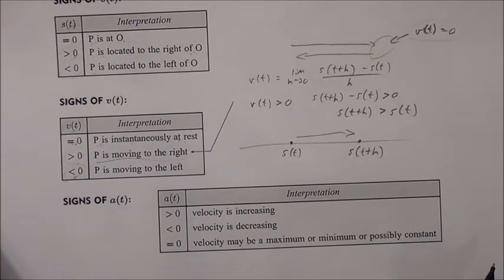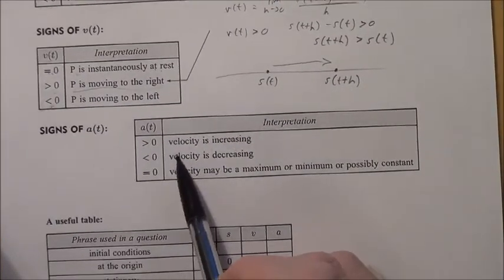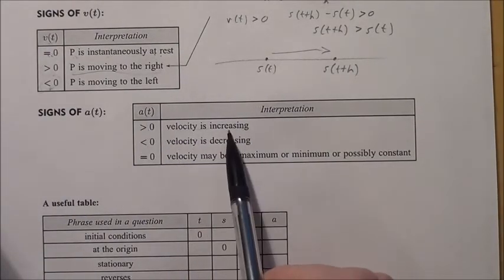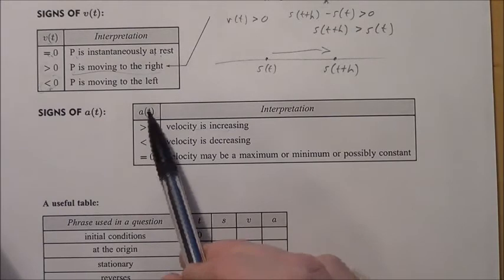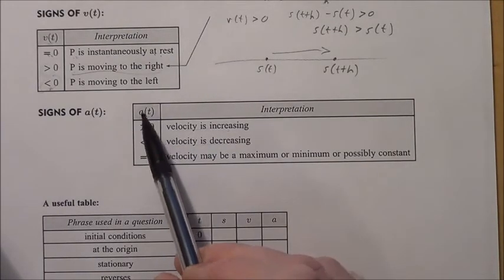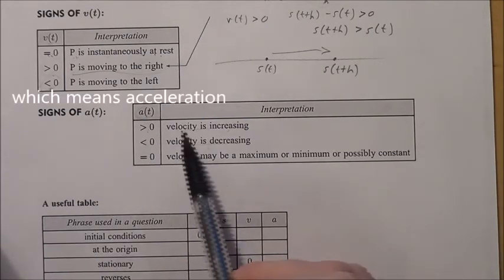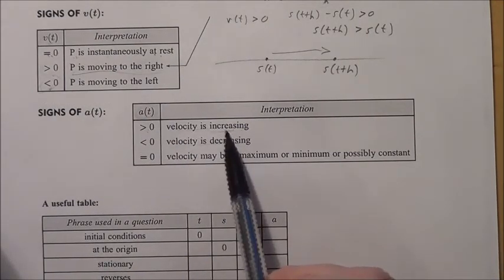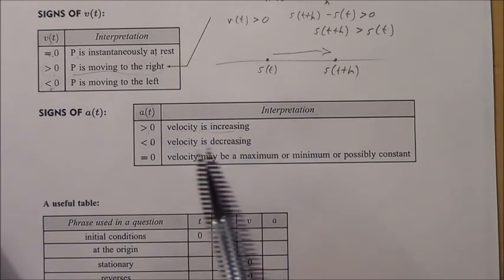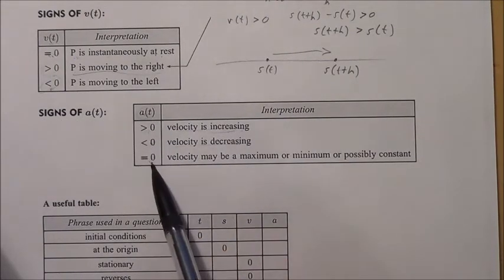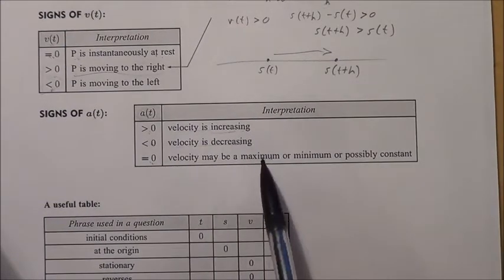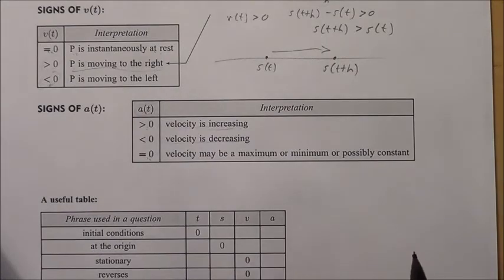When we look at acceleration now, if the acceleration is greater than 0, the velocity is increasing. If the acceleration is less than 0, we know the velocity is decreasing. So if the acceleration is positive, the velocity of the object is increasing. If the acceleration is negative, the velocity is decreasing. And if the acceleration is equal to 0, then the velocity will be constant. It may be a maximum or a minimum value.